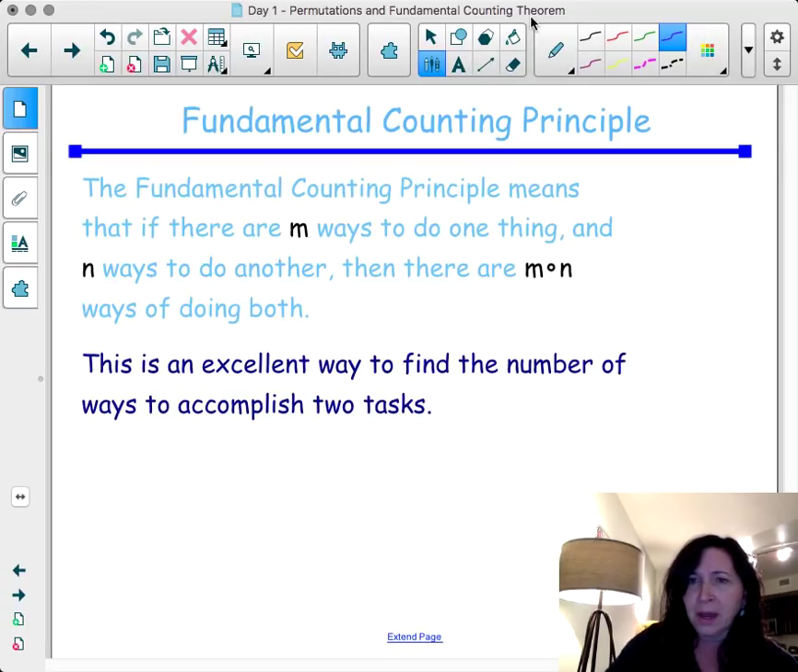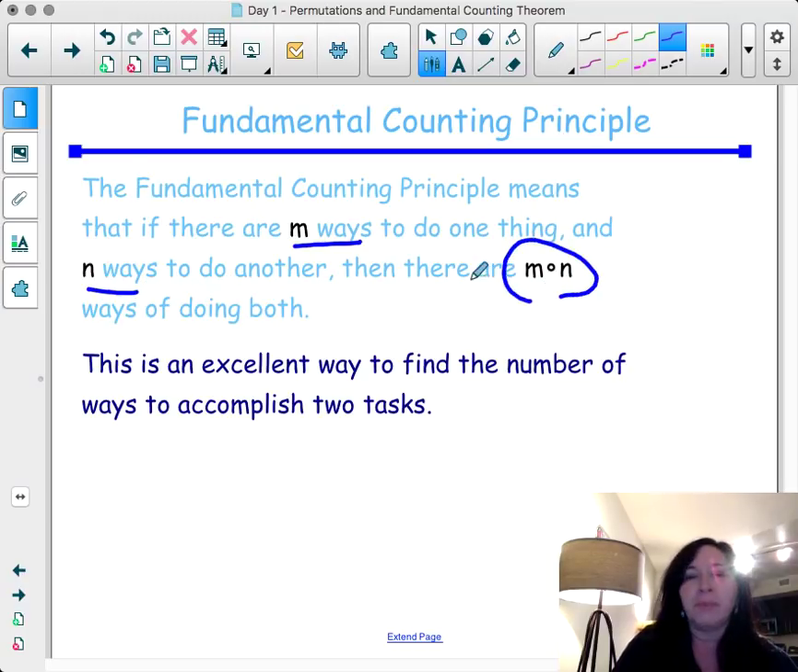Okay. First thing we're going to do is talk about the fundamental counting principle, and that basically says that if you have m ways of doing one thing and n ways of doing another, then there's m times n ways of doing both. So this is kind of interesting. It's an excellent way to find the number of ways to accomplish two tasks.